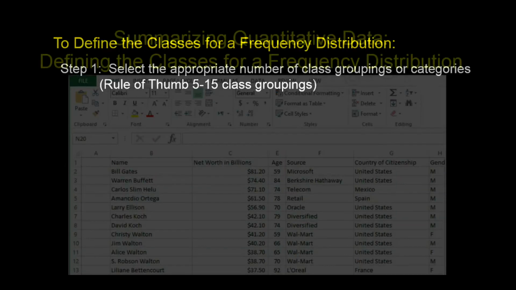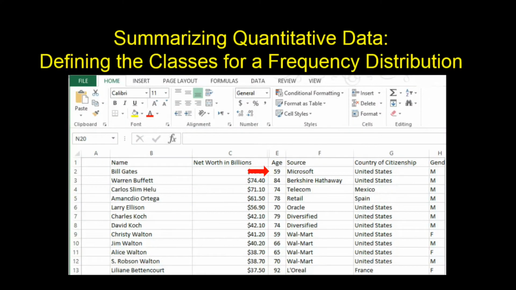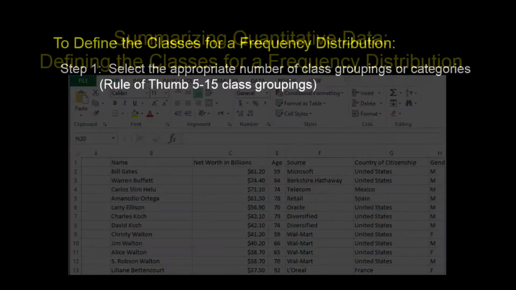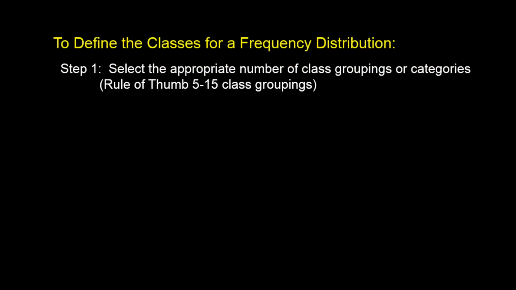But if you take a look at these 13 that you can see on this slide, the first is 59, the second is 84, the third is 74, and we have 100 of these numbers. So how do we go about assigning these numbers to age categories? Well, the first step is to define the categories, or what we call class groupings. So here's step one. Step one is to select the appropriate number of class groupings. As a rule of thumb, we don't do less than 5, and we don't usually do more than 15 or 20 class groupings.